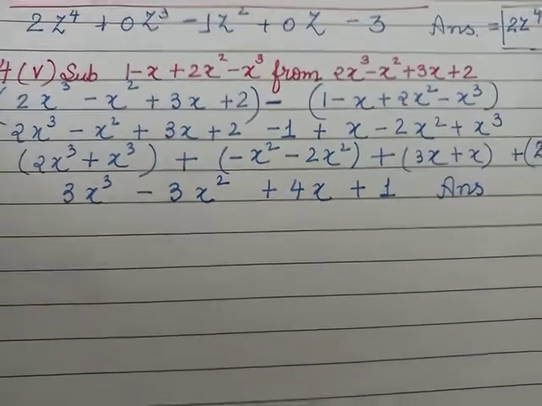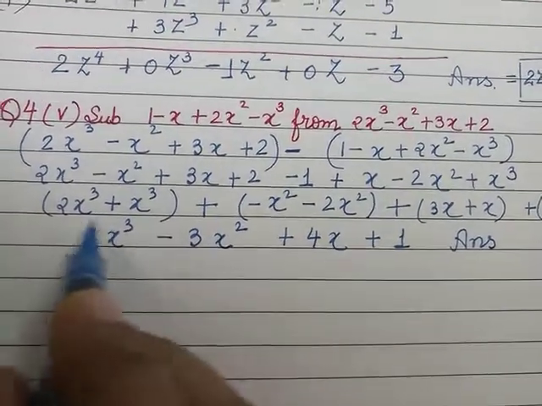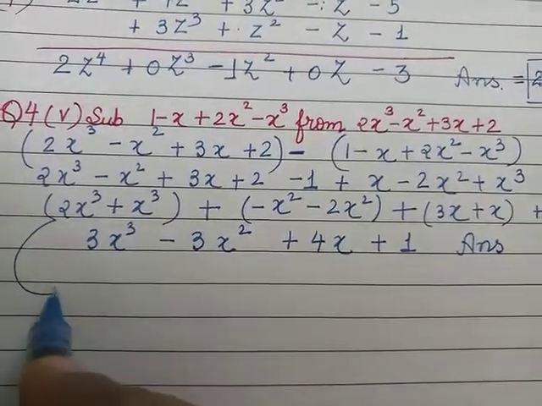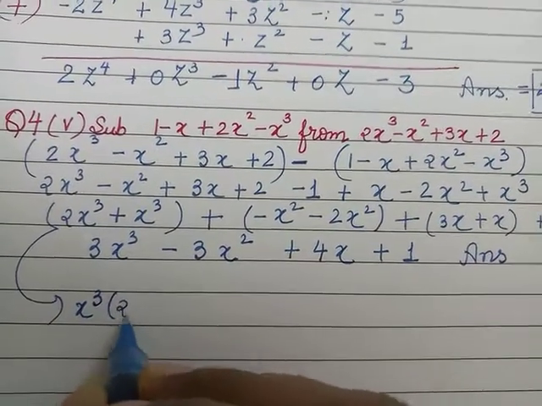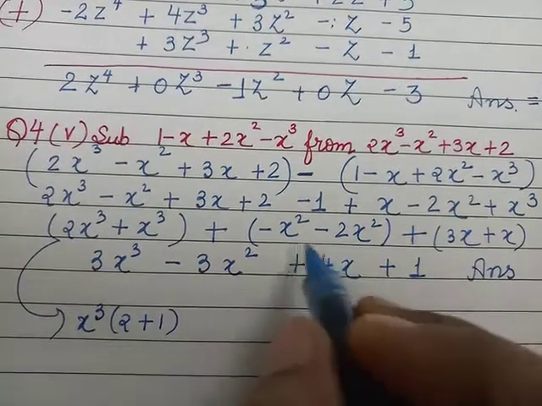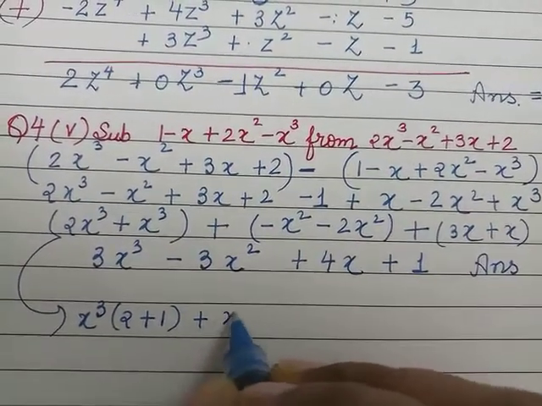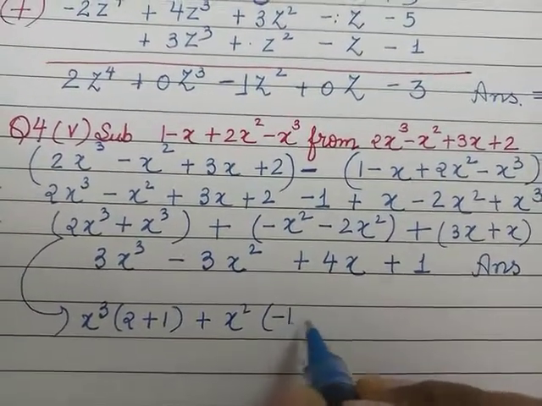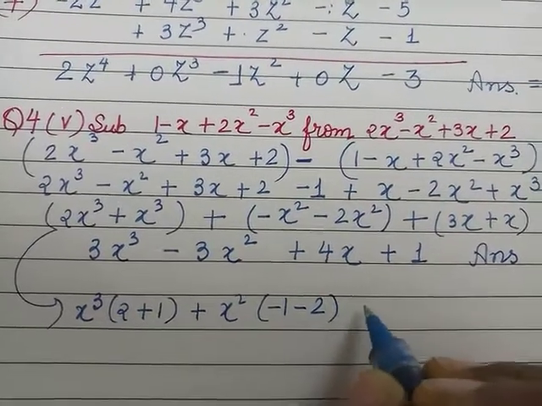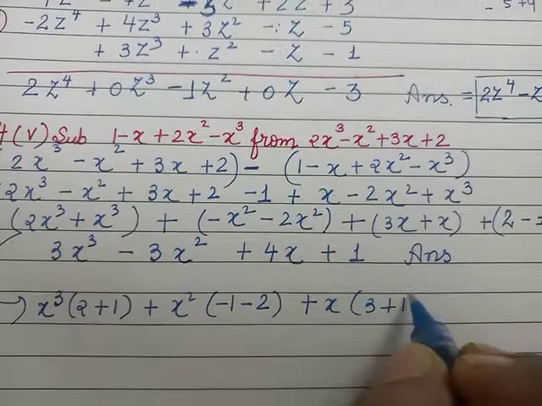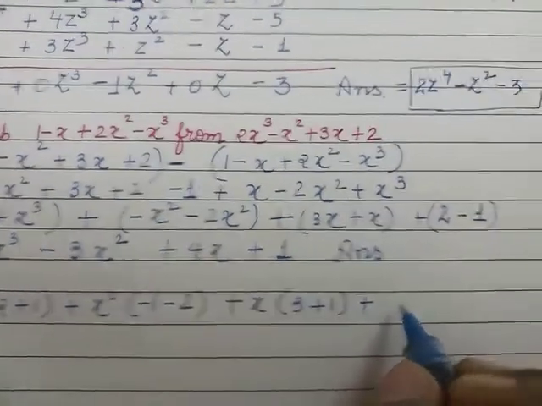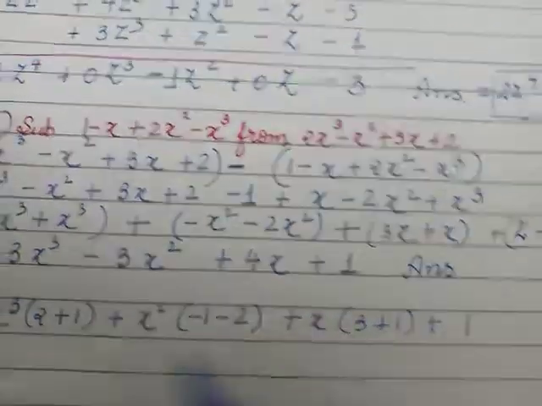Or you can include one step more over here, taking x cube common. So what you are left with? 2 plus 1. X square is common. Minus 1 and minus 2. X is common. 3 plus 1. And 2 minus 1 will give you 1.